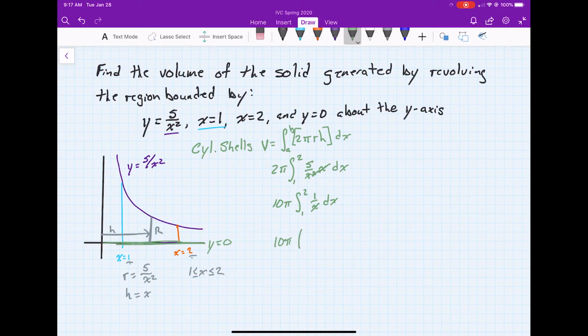Now this is a formula we should know, so 10 pi, and we take this integral and we get ln of x, and then we evaluate that from 1 to 2. And this is pretty easy. We remember that ln of 1 is equal to 0, so we don't have to worry about the 1. So we'll just do 10 pi times ln of 2. And without a calculator, we really can't reduce this any further, but there you go. And we know 2 is positive.